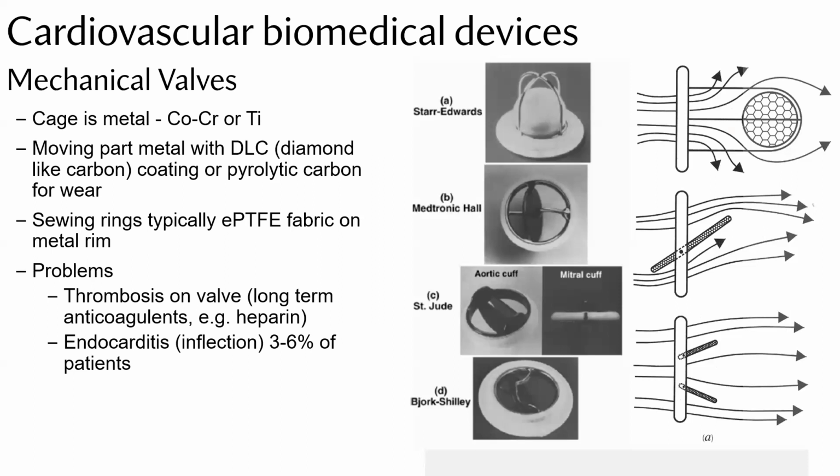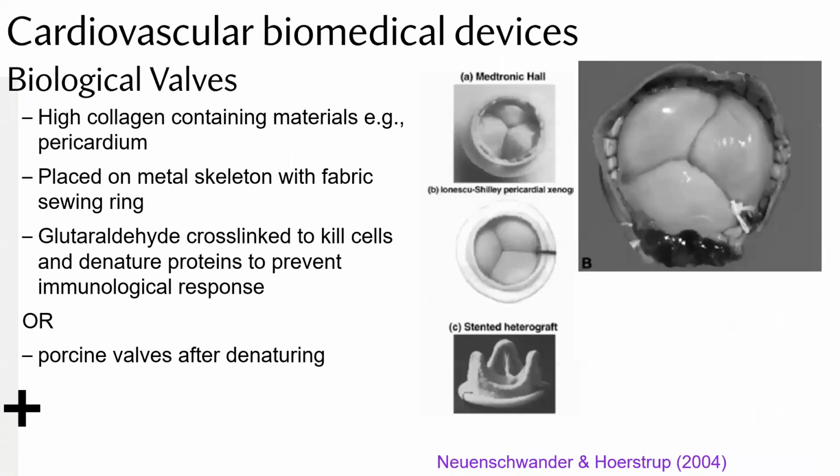And endocarditis, sorry, it's not inflection, it's infection here, is the infection of the internal layer of the heart, or it can be the infections that grow on the surface of the valves. And that also is more pronounced in these mechanical valves as it grows quite fast, because it really doesn't have any means of fighting that. The material there is purely mechanical and passive.